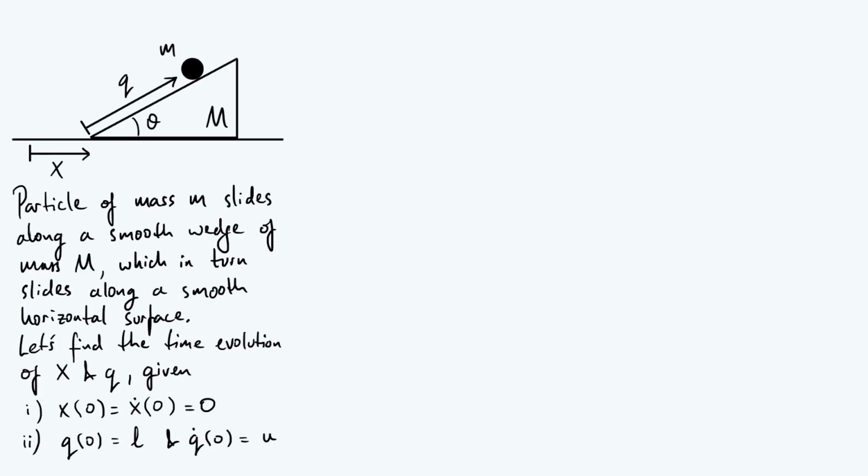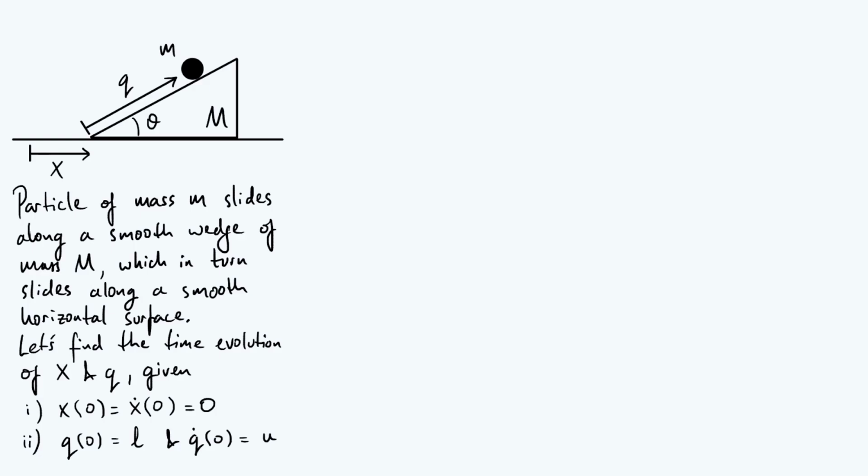So we also need initial conditions, and the initial conditions that we're going to impose here are that X and X dot at time 0 are both 0. In other words, the wedge itself starts at the reference position and starts stationary, but we are allowing Q of 0 to be some positive value L and Q dot of 0 to be some arbitrary value U. In other words, we're starting the particle wherever we want along the slope of the wedge, and we're giving it an initial velocity either up or down the wedge depending on whether U is positive or negative.